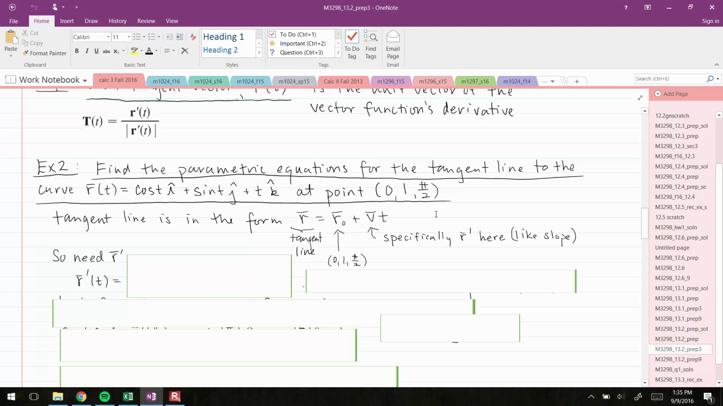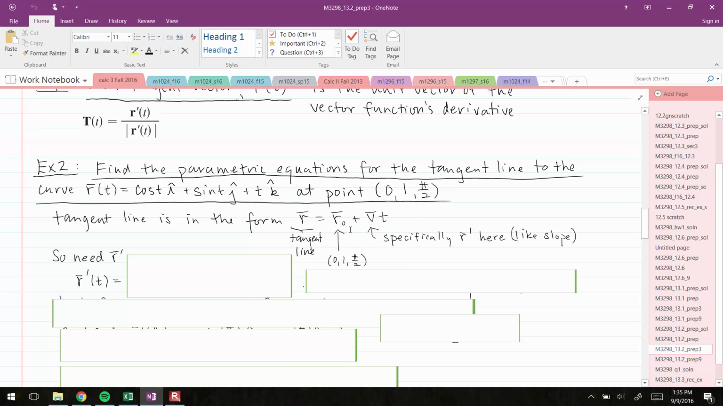So recall here that a line, in this case a tangent line, is in this vector form. Specifically, this r notation is not the vector function, but our general vector equation of a line in 3D. Okay, here is what it was: r is equal to r naught plus vt. So what we can think of here for the tangent line is this a straight line, so it means it's of this form.